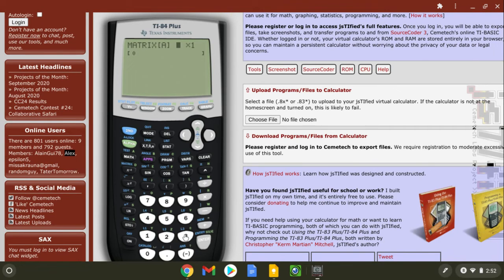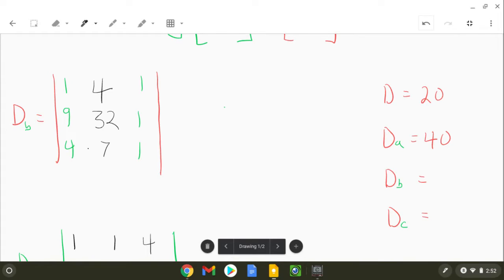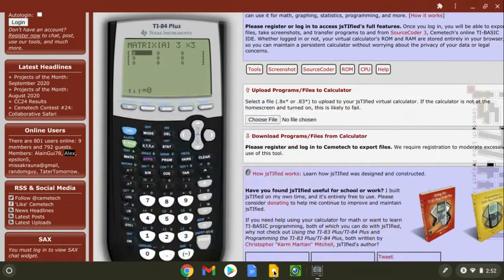It is a 3 by 3, so we'll do 3, enter, 3, enter. And we're going to type those numbers in for this d sub b here. So it's a 1, then a 4, then a 1, then a 9, then a 32, a 1, a 4, 7, and a 1. Make sure you hit enter on that last one so that it says 1 there. And we're going to quit.